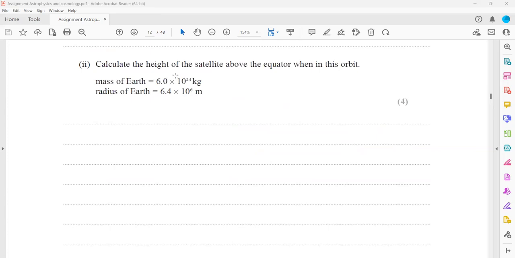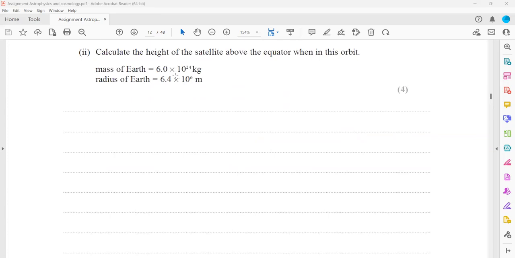Calculate the height of a satellite above the equator when in this orbit. The mass of the Earth and the radius of the Earth are given. So what we'll do, and we already have the time period, is similar to the question we did on Newton's law of gravitation. So this is the satellite, and this height we need. The radius of Earth is there, say RE. So first we find R, and then from the total R we subtract the radius of Earth to get the height.